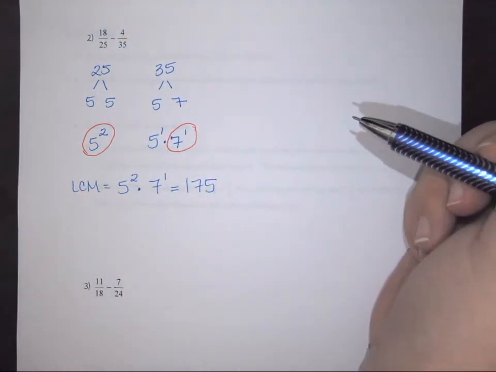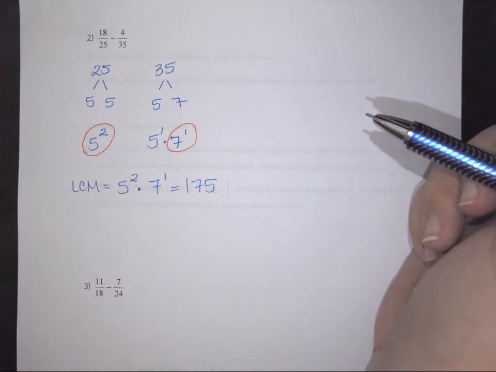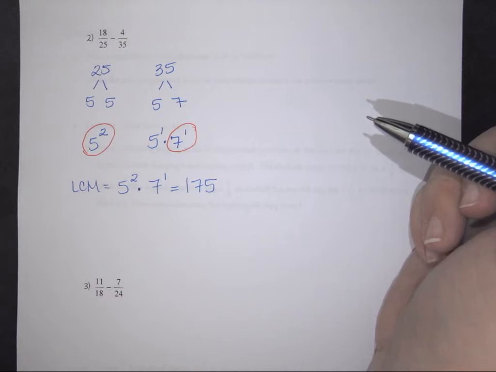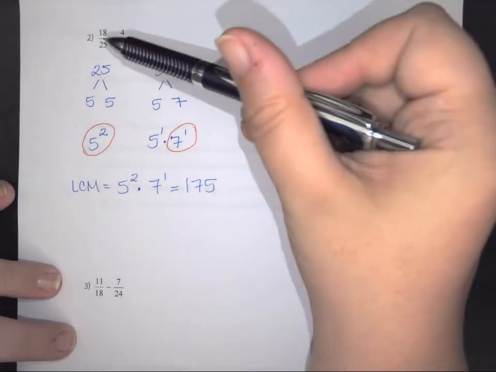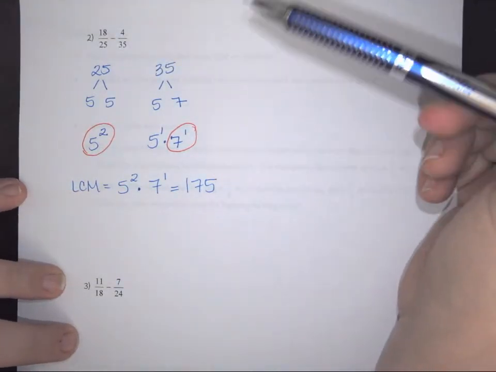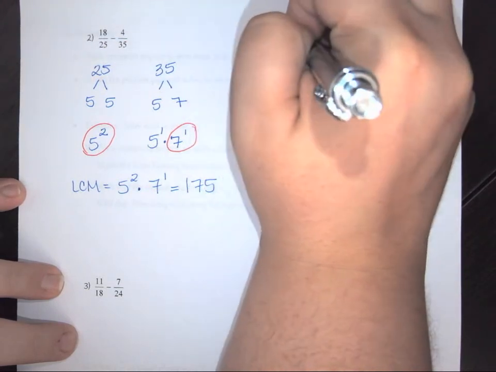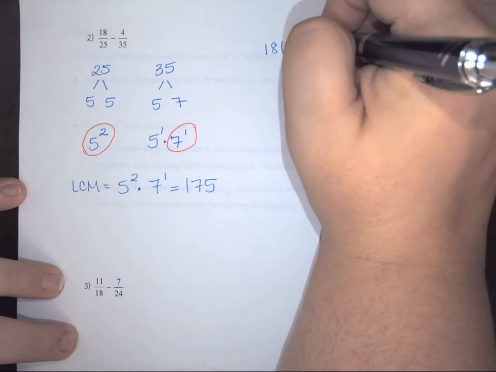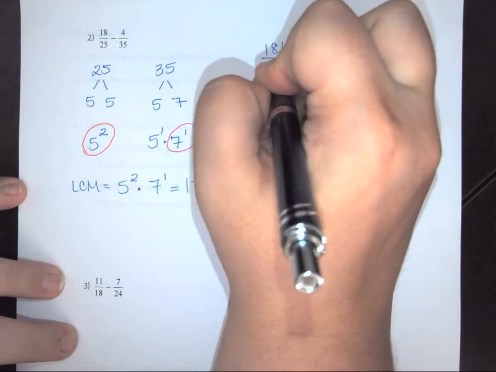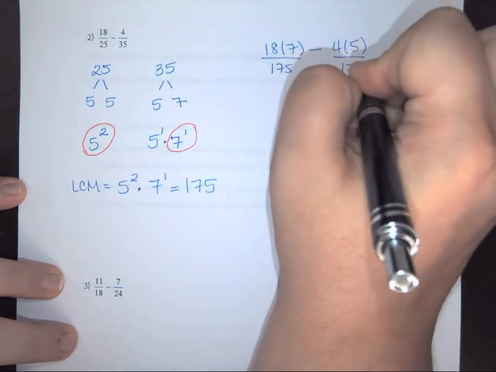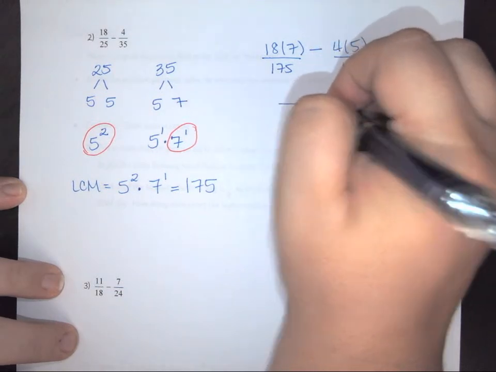So now I have to look at how to turn 25 into 175, and how to turn 35 into 175. So to turn 25 into 175, I have to multiply everything by 7. So this becomes 18 times 7. I'm subtracting. And then this becomes 4 times 5. Each of them is under 175. I can change that into one denominator of 175.